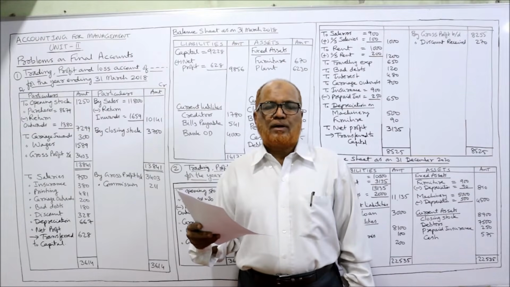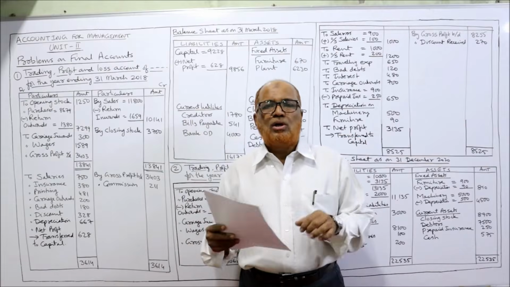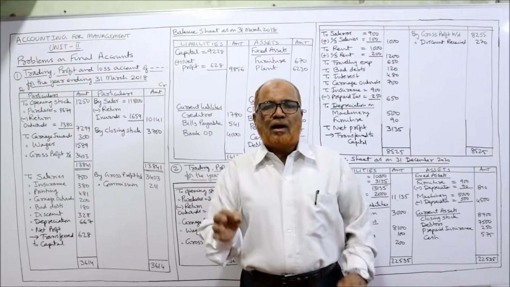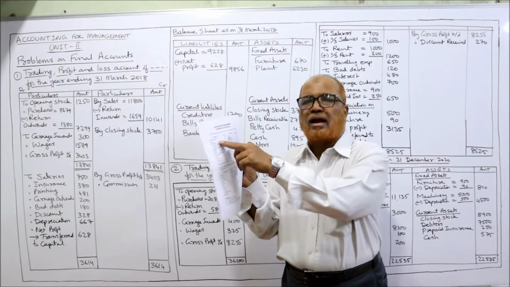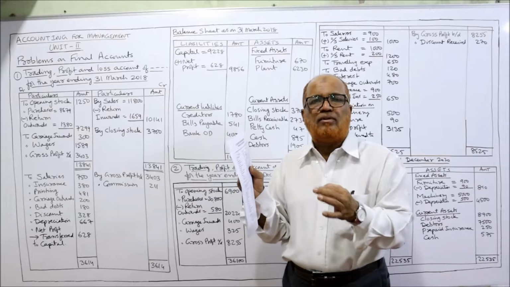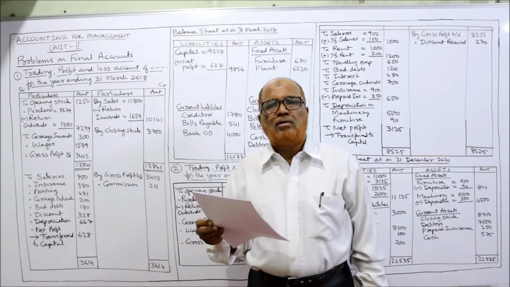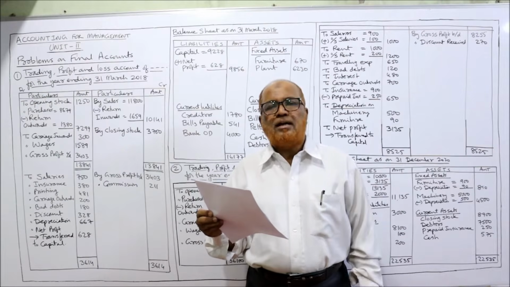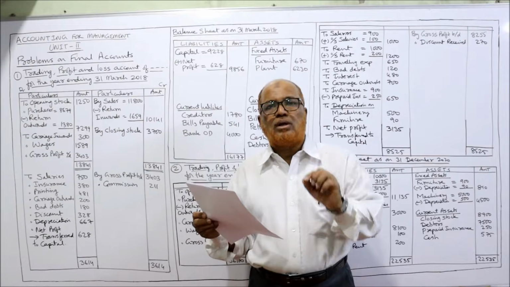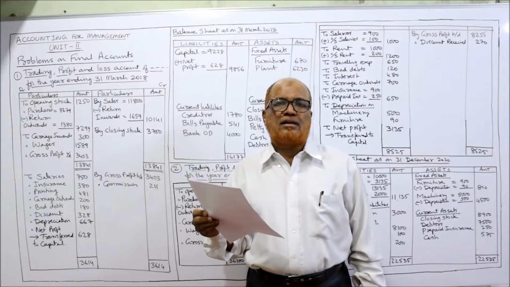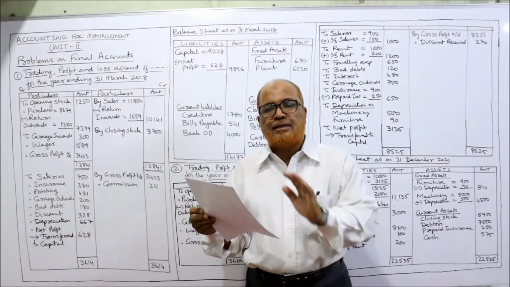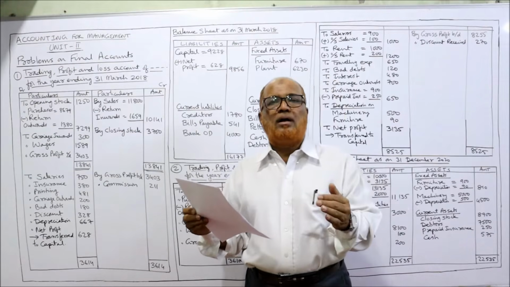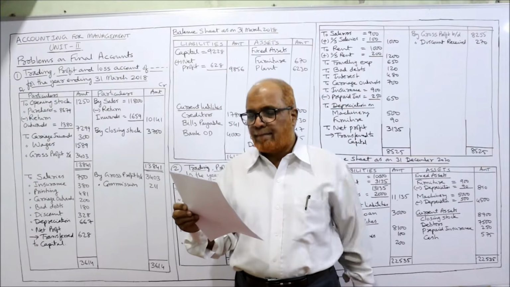Opening stock will be taken in the trading account. Always, while watching this video, keep a notebook, calculator and pen beside you, and on the problem sheet itself write down where each item will come, as I tell you. Opening stock, trading account debit side. Sales, trading account credit side. Depreciation, profit and loss account debit side. Commission, profit and loss account credit side. Insurance, P&L account debit side. Carriage inward, trading account debit side.